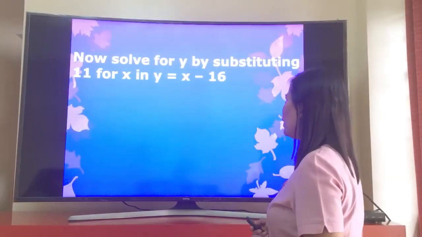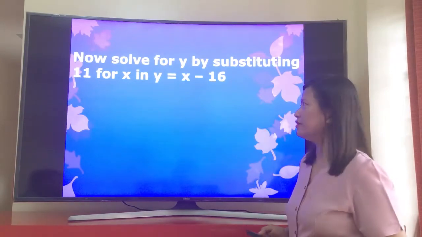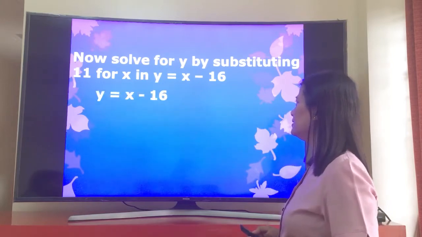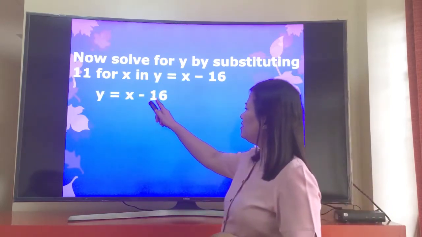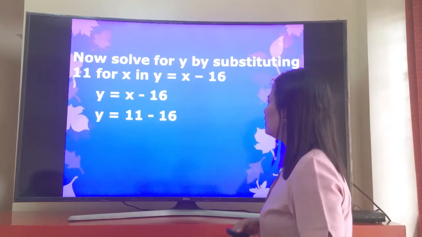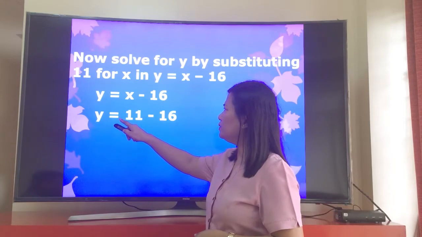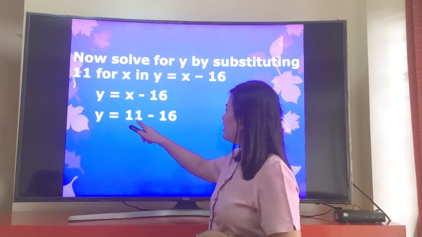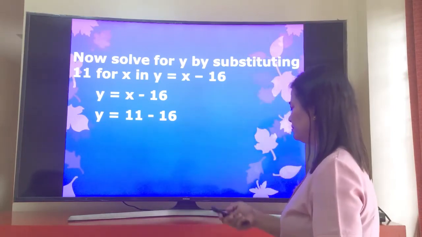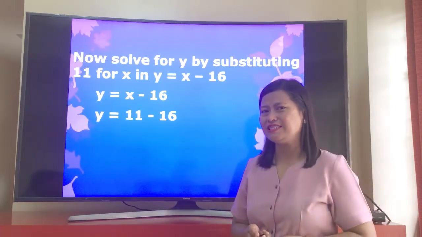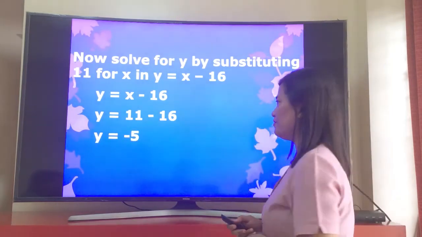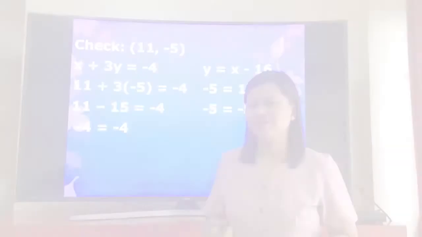Now, solve for y by substituting 11 for x in y is equal to x minus 16. So we have here y equals x minus 16. Copy y is equal to, again, our x is 11. So copy minus 16. What is 11 minus 16? It is negative 5.